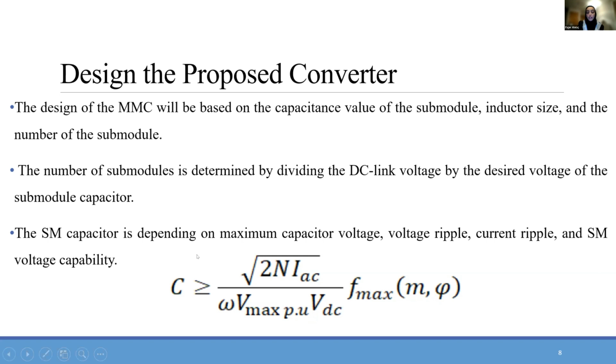As you see here, this is the equation of the capacitor value of the submodules. The submodule capacitor will depend on the maximum capacitor voltage ripple, current ripple, and the submodule voltage capacity. This equation will depend on the fundamental angular frequency, also the DC voltage, the number of the submodules, and the modulation index, and that one is the power factor angle.